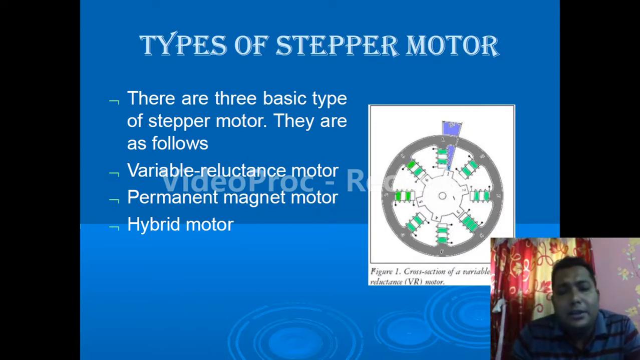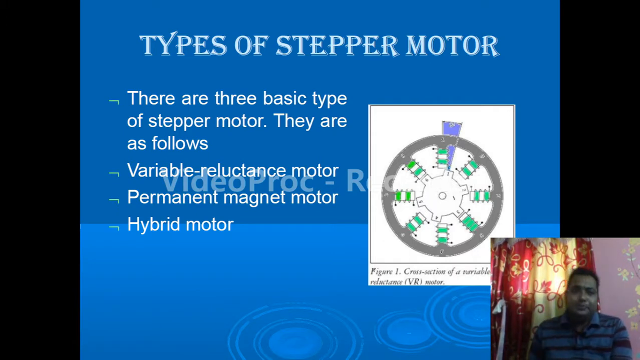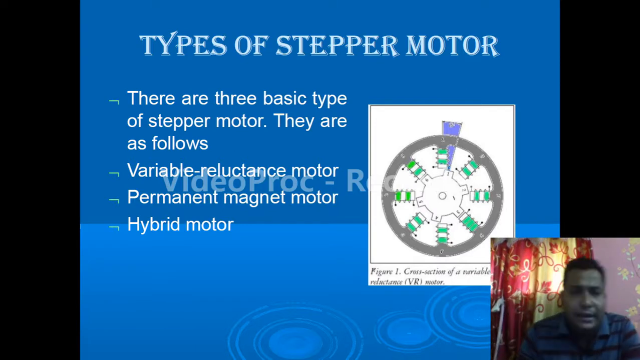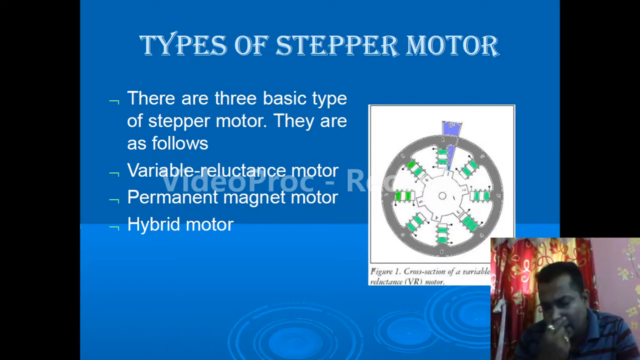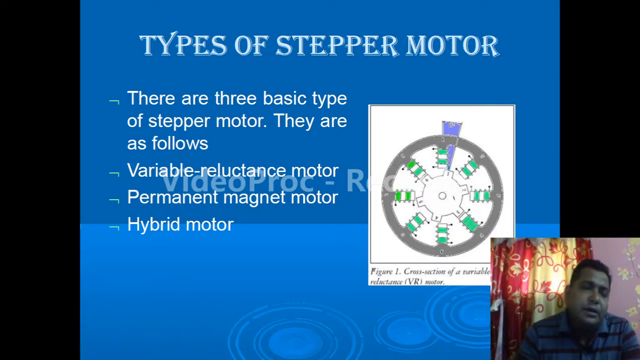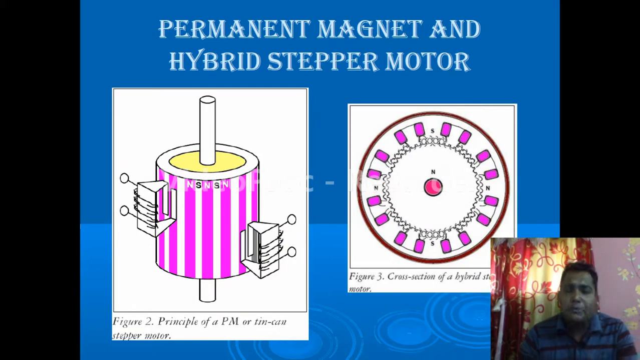Okay, and the permanent magnet motor. In case of permanent magnet motors, over the rotor we have a permanent magnet slotted, so that we can make different angles, different steps in the motor. Later on we are going to see how the structures are made and how they work. Okay, and hybrid motor is the combination of these two properties. So coming to the next, these are the types of stepper motor we have.